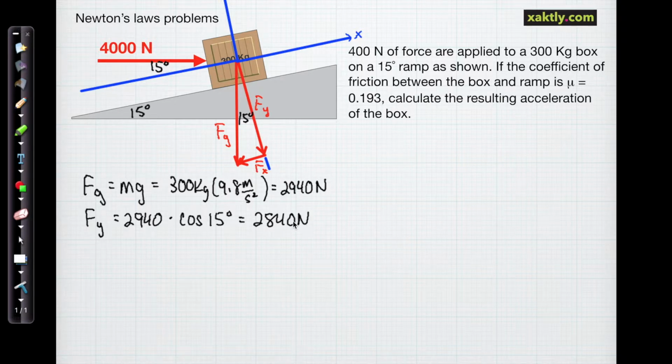And so that's 2,840 newtons, so most of it is into the ramp. And the force in the x direction is just the sine version of that expression. And that gives us 761 newtons.